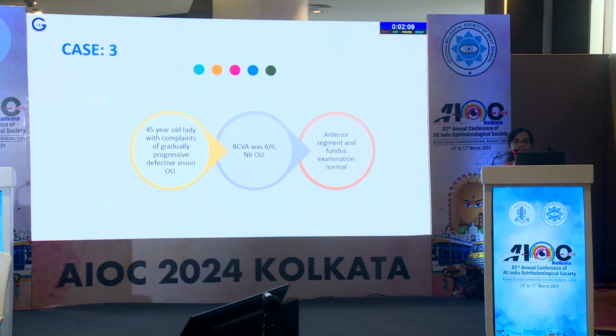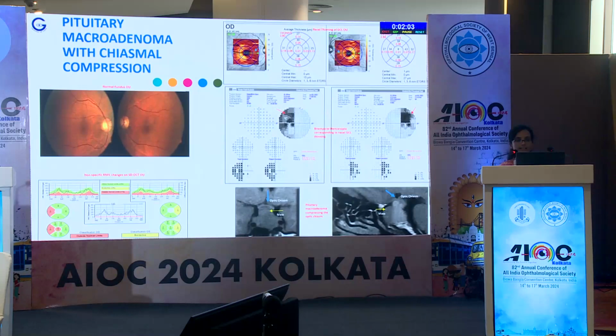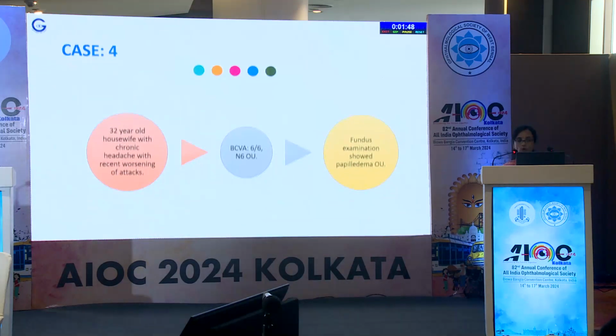Coming to the third case, a 45-year-old lady with gradually progressive vision loss. Everything was normal, vision, anterior segment, fundus, but bitemporal hemianopia, and look at the GCL, binasal GCL thinning corresponding exactly to the bitemporal hemianopia, whereas the RNFL did not show any specific changes, and she had a sellar mass compressing the chiasm.